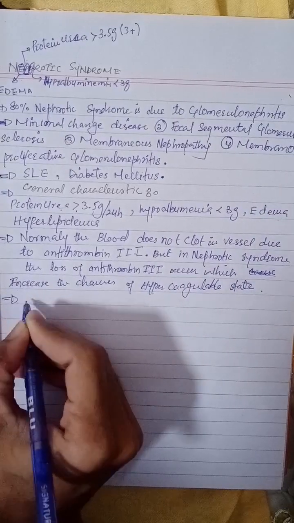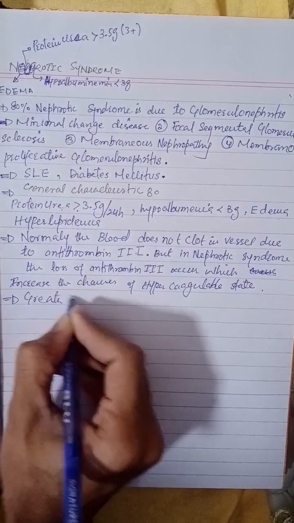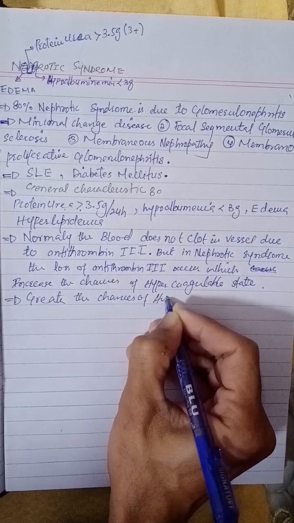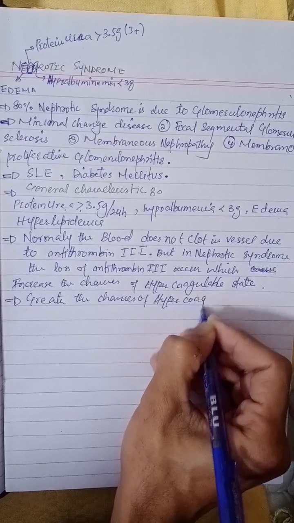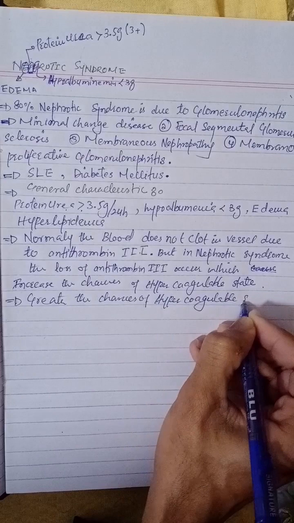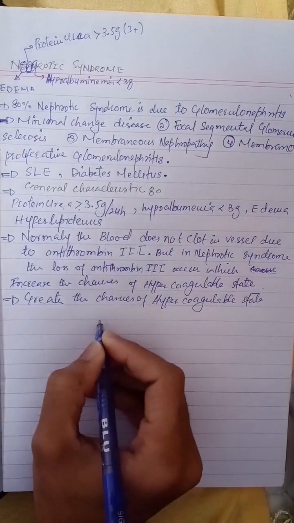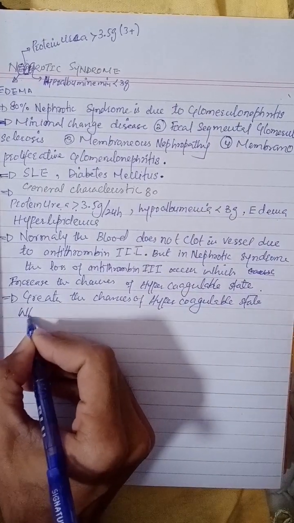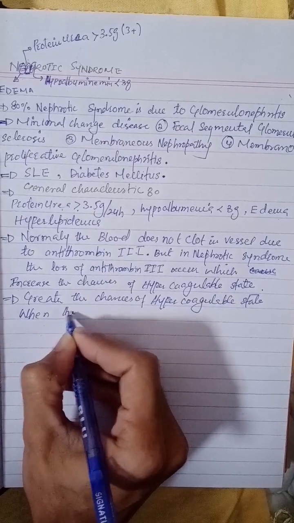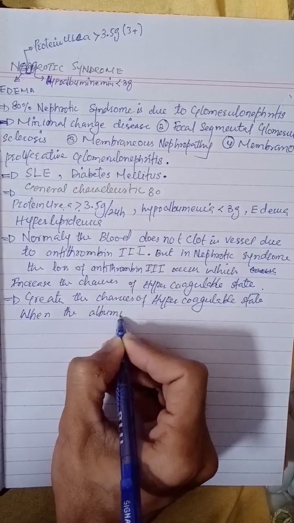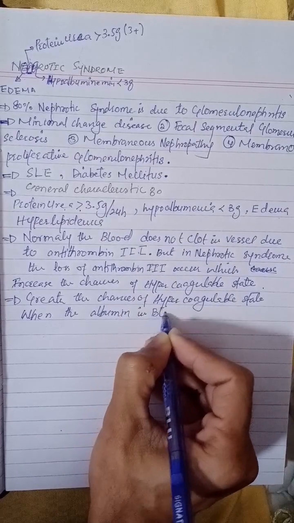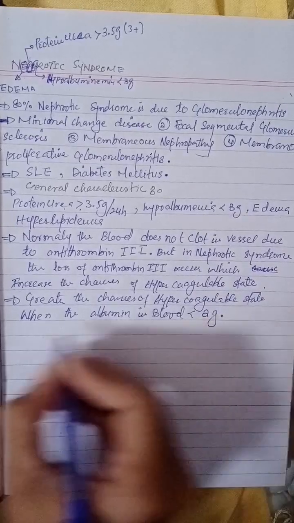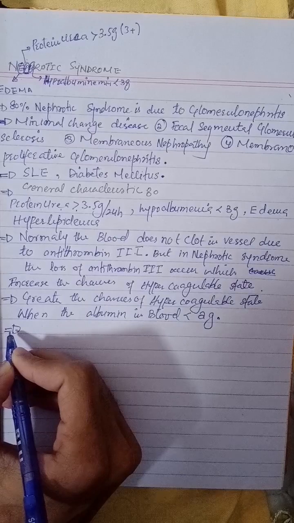So after that, the greater the chances of a hypercoagulable state when the albumin in the blood is less than 2 gram.